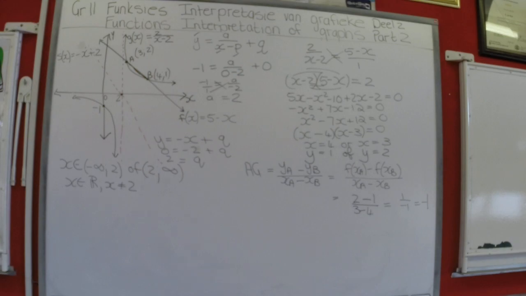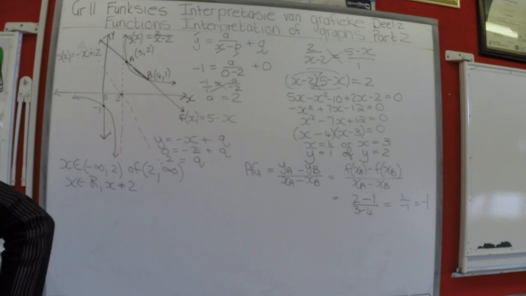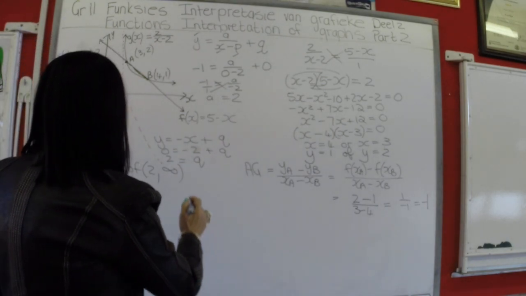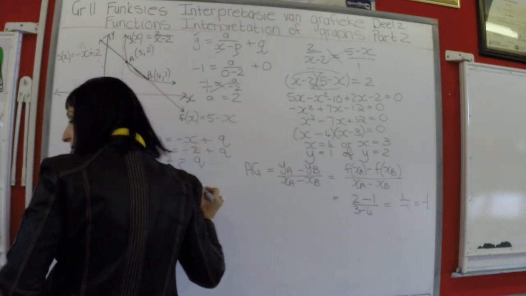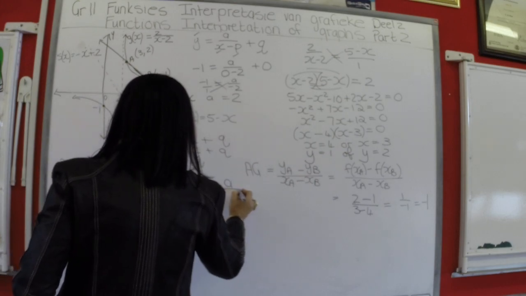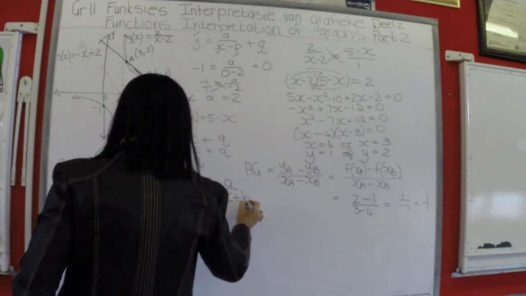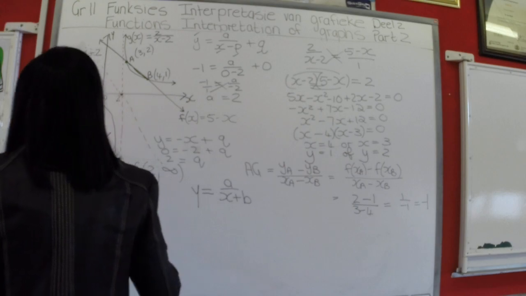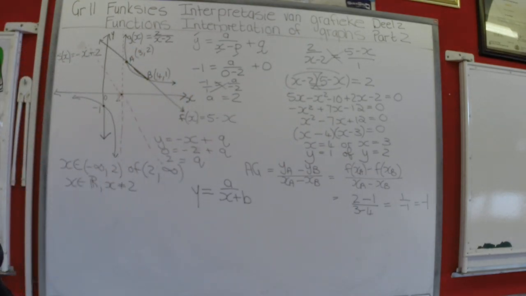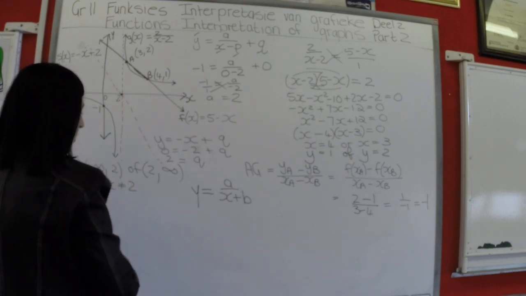And then, the next question: if y equals a over x plus b is the reflection of g in the y-axis, determine the values of a and b. Good, y equals a over x plus b. This is now the reflection of g in the y-axis, the reflection of g in the y-axis.